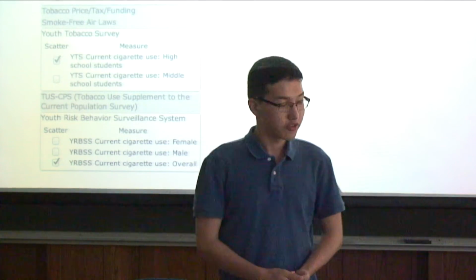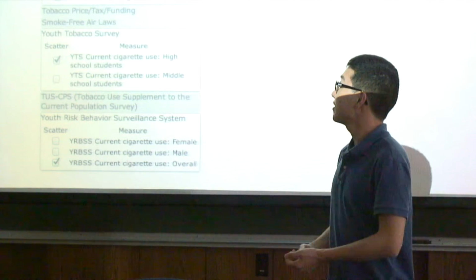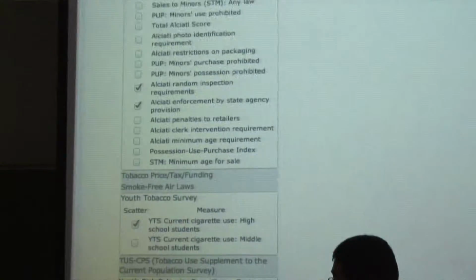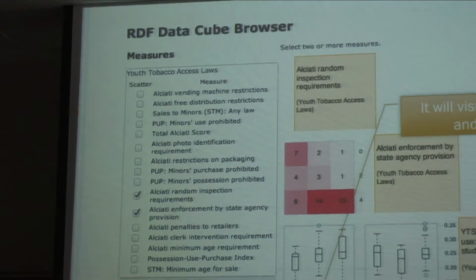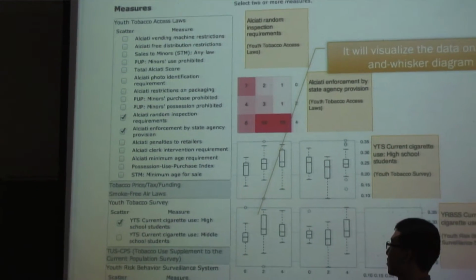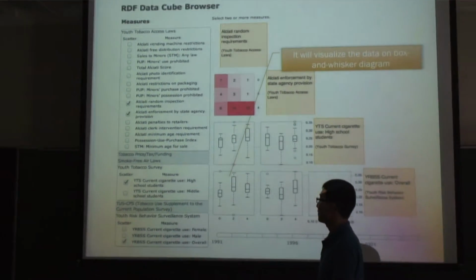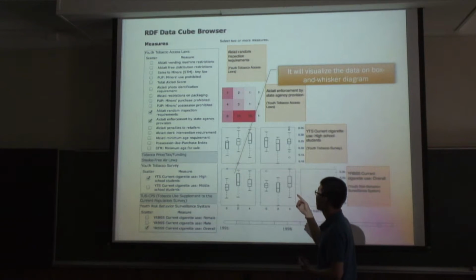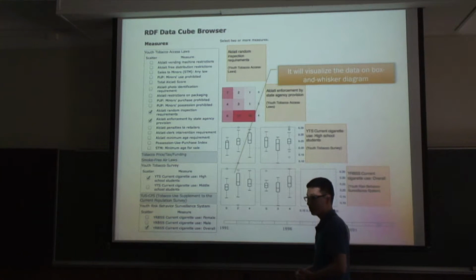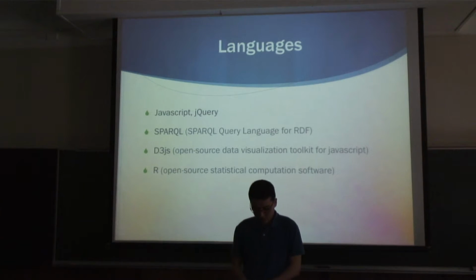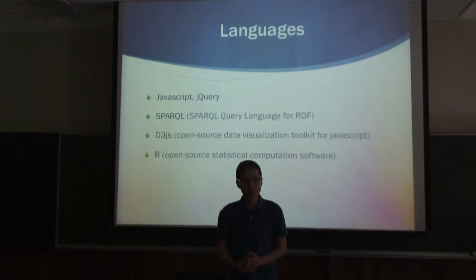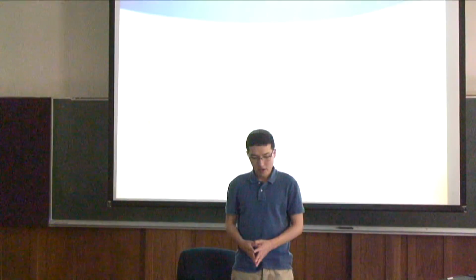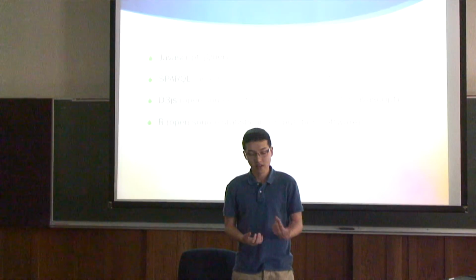And this is the screenshot. On the left side, these are the measurements that people can check, and on the right side, these are the visualizations, the graphs built upon the data sets. These box plots and the heat map show the correlations. This program is based upon JavaScript and jQuery, and SPARQL, the query language for RDF, is used for data manipulation and data access.